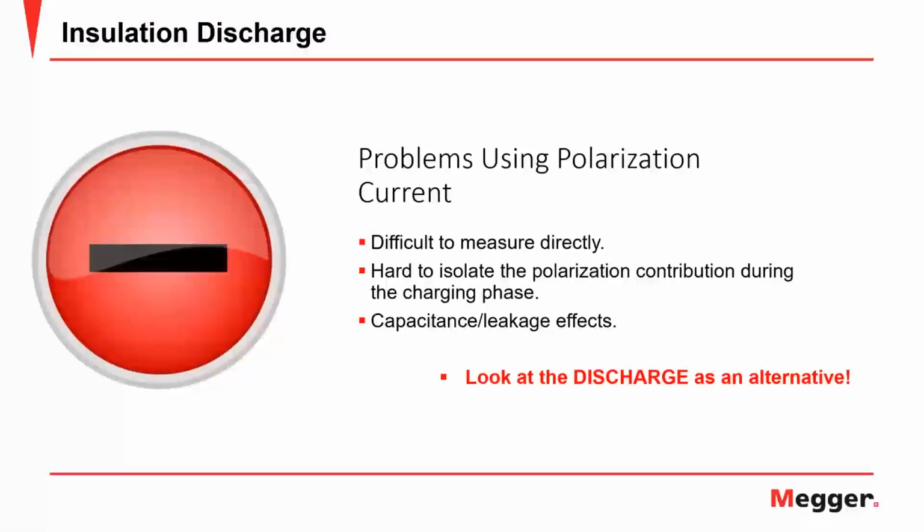So the problem with looking at polarization current is, of course, what we've been referring to. It's dependent on other factors that you have to deal with, particularly the added effect of charging currents. So now we're going to look at discharge, which eliminates the effective charging current and just looks at what happens when the charged equipment is now discharging.